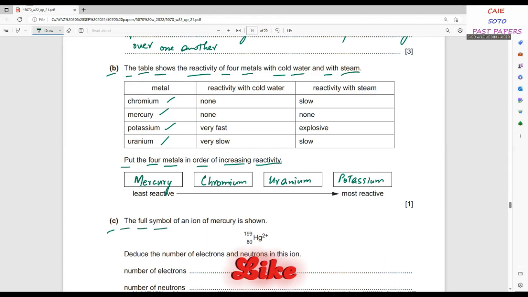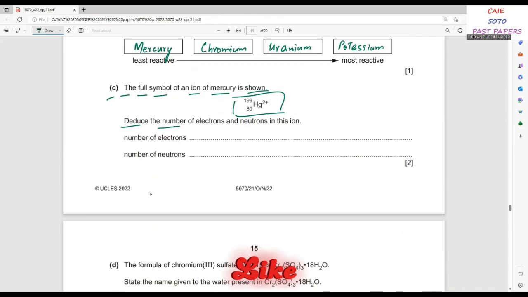The full symbol of an ion of mercury is shown. This is the full symbol for the mercury ion, Hg2+. Deduce the number of electrons and neutrons in this ion. So 2 plus means it has lost 2 electrons. So you will subtract 2 from 80. 80 minus 2, you will get 78. So the number of electrons will be 78. What about the number of neutrons? You have to subtract 80 from 199. 199 minus 80, and you will get 119.